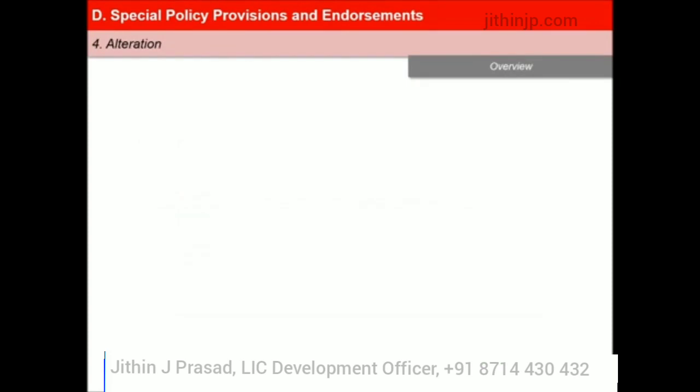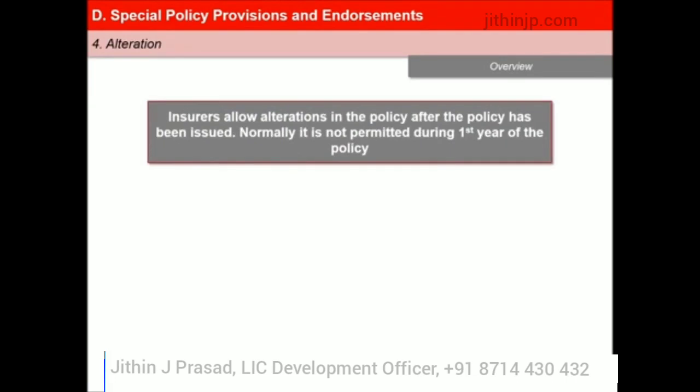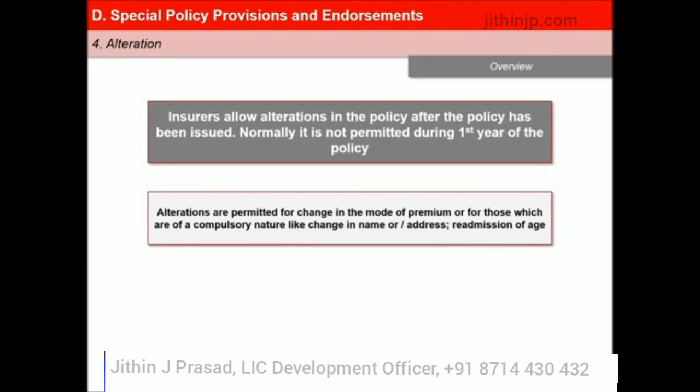Let us understand the concept of alteration. Insurers allow alterations in the policy after the policy has been issued. Normally, alterations may not be permitted during the first year of the policy. However, there are certain exceptions. Alterations are permitted for change in the mode of premium or for those which are of a compulsory nature, like change in name or address, readmission of age in case it is proved higher or lower, request for grant of double accident benefit or permanent disability benefit, and so on.